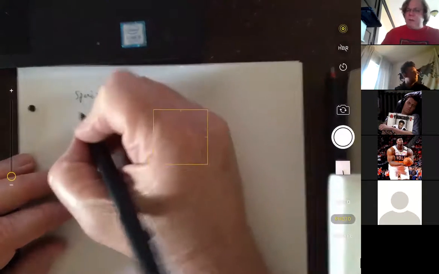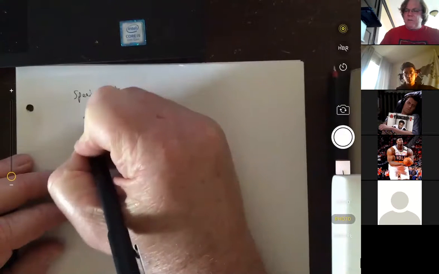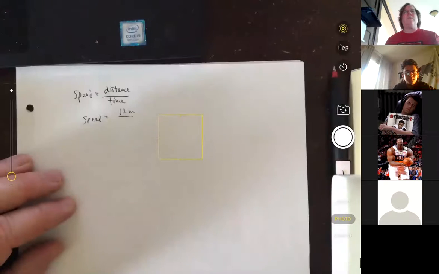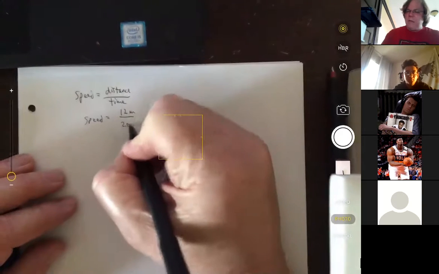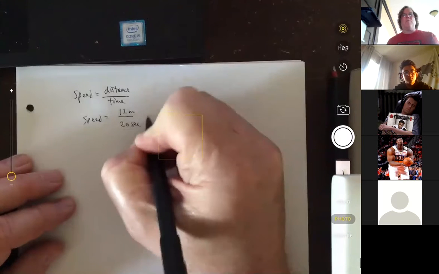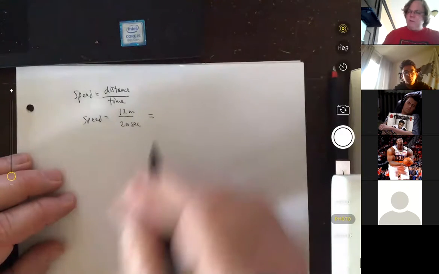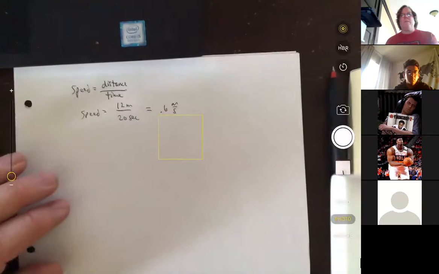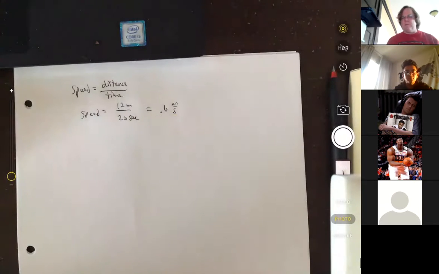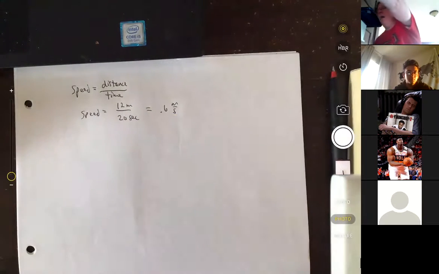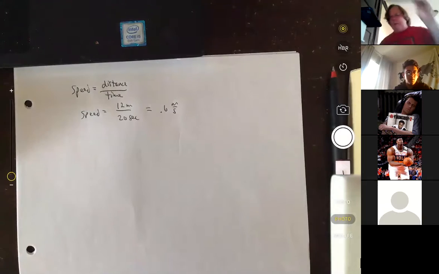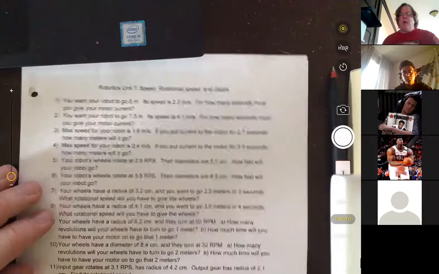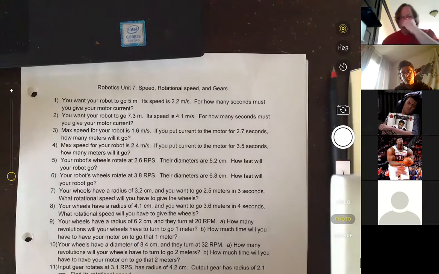So you know that if, let's say you go 12 meters, and the time it takes you to go 12 meters happens to be 20 seconds, then your robot takes 20 seconds to go 12 meters, so this is going to be 0.6 meters per second. Is that okay with speed equals distance over time? Then, looking at the Xerox that I sent you guys, you should all have a copy of this.